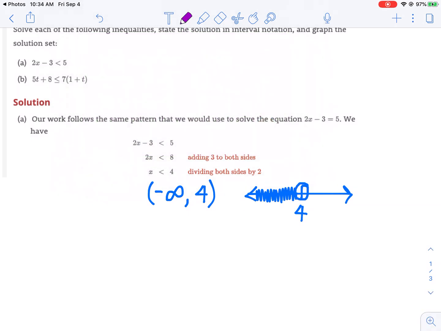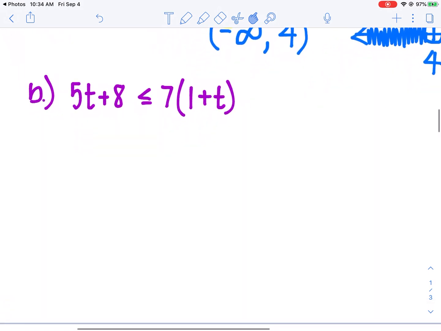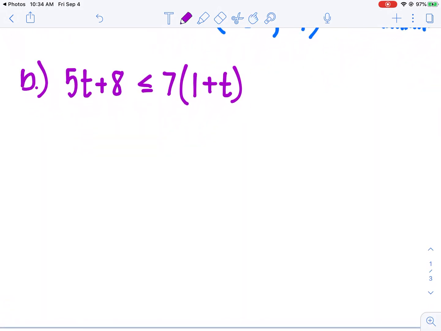Now we're going to solve part B. Part B is 5t plus 8 less than or equal to 7 times (1 plus t). What I like to do, notice like this example, I just keep the symbol coming down at each problem. It's pretty much like an equation. You just have to keep in mind what you do to one side, you do to the other. So let's treat part B just like an equation as well, and we'll bring down that inequality sign as we solve. First thing I'm going to do is distribute.